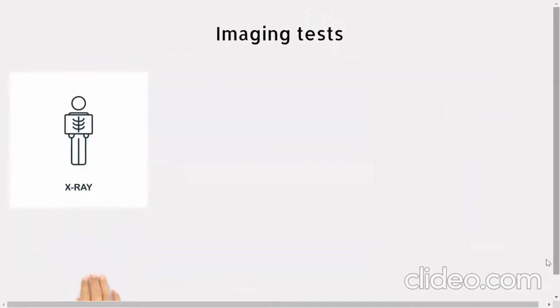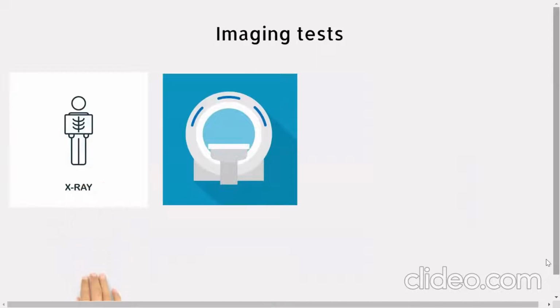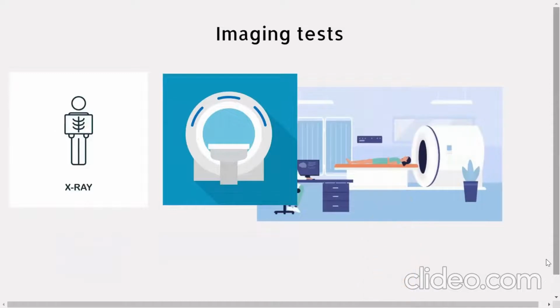Imaging tests. X-rays can detect bone destruction caused by the myeloma cells. A CT scan uses X-rays taken from multiple angles, which are then compiled with advanced image programming to produce detailed images of organs and structures in the body.